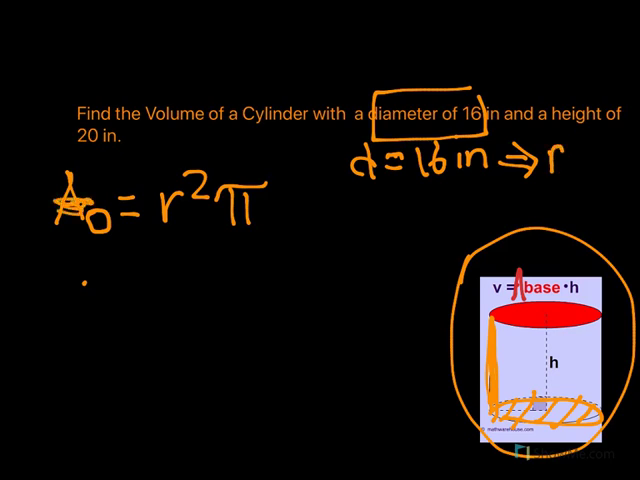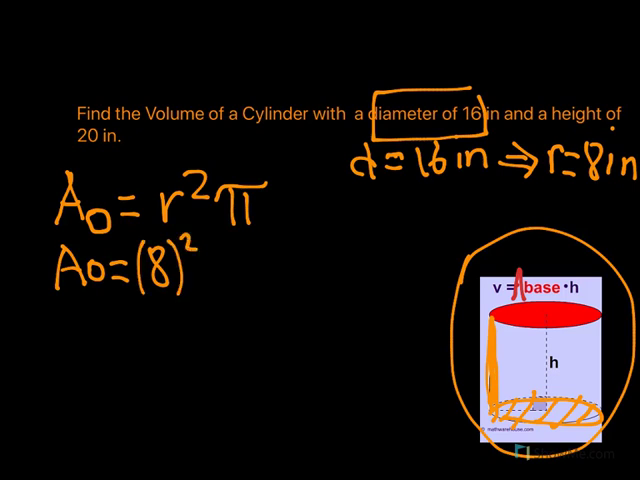That will be equal to 8 inches, okay? Here we go. So my radius is 8 inches. Now I can find the area of that circle. The area of the circle is going to be equal to 8 squared times pi, and pi is 3.14.